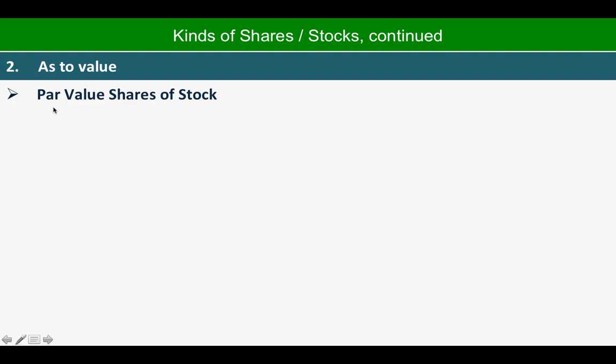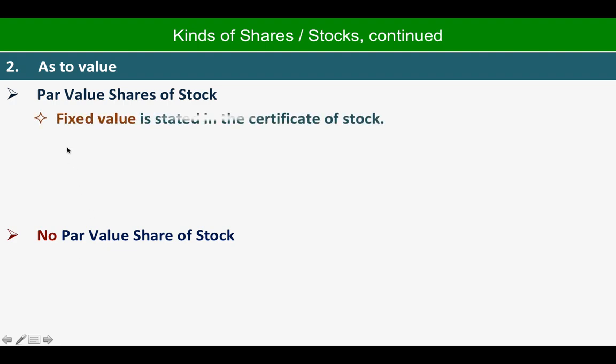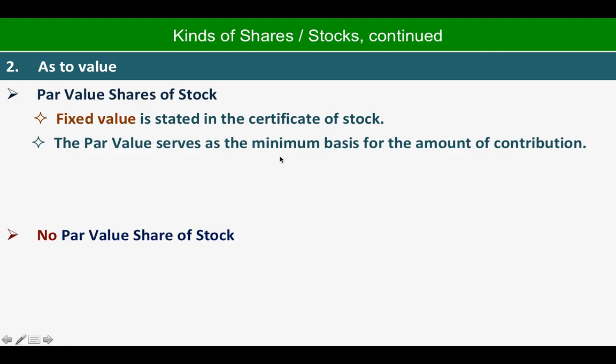As to value, we have par value shares of stock, meaning there is an indicated value, or no par value share of stock, meaning there is no indicated par value. Okay? As to value, it can be a fixed value stated in the certificate of stock. So par value, there is a fixed amount indicated in the certificate of stock, meaning that is the amount of par value. Okay? The par value serves as the minimum basis for the amount of contribution.